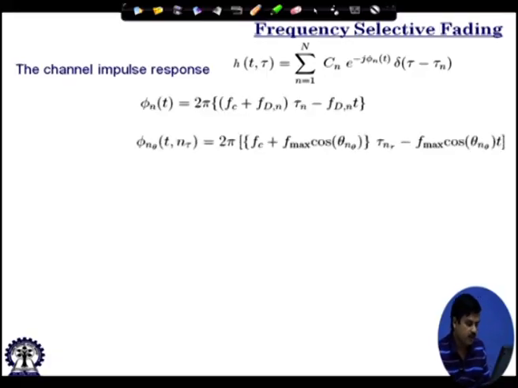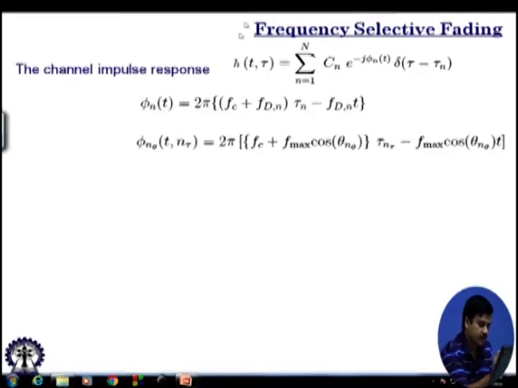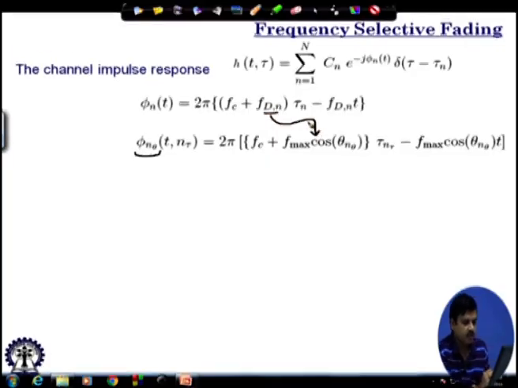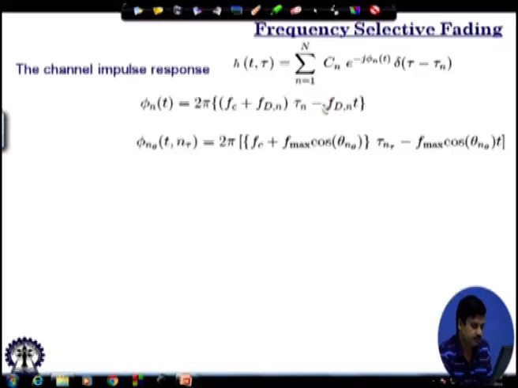Now, we modify this a little bit and we say that let phi n be phi n theta, and this f d n is actually this expression f m cos theta n, and we have of course n theta, and so this is the phase expression, and of course we have it here. Why we put n theta? Because along with the nth path, there is a phase associated with that path, and so on and so forth. So, we proceed with this.